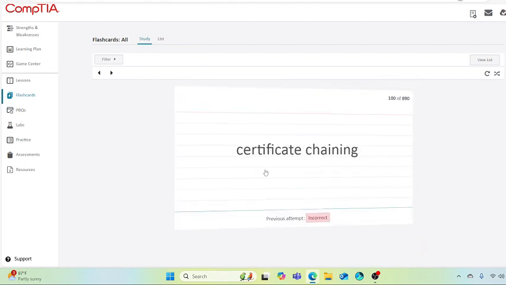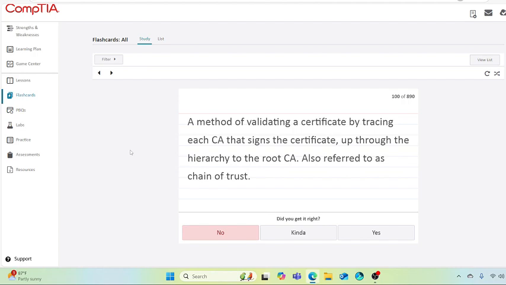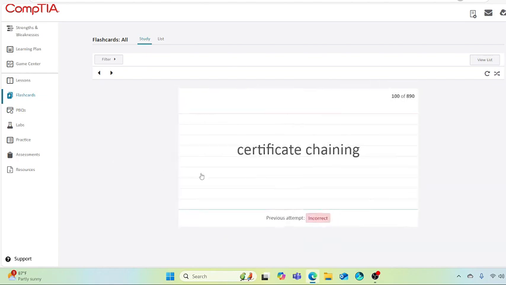Certificate chaining. A method of validating a certificate by tracing each CA that signs the certificate up through the hierarchy to the root CA, also referred to as chain of trust.